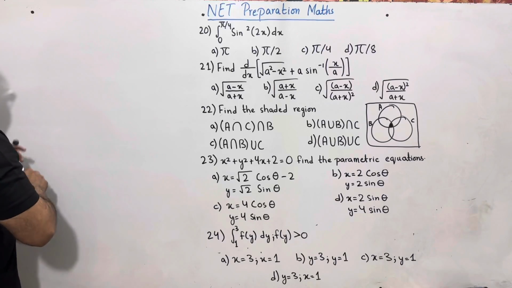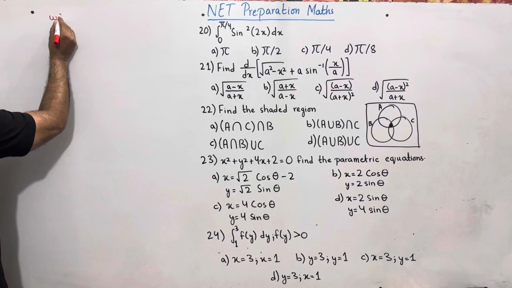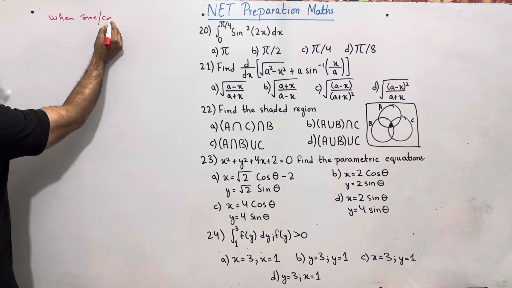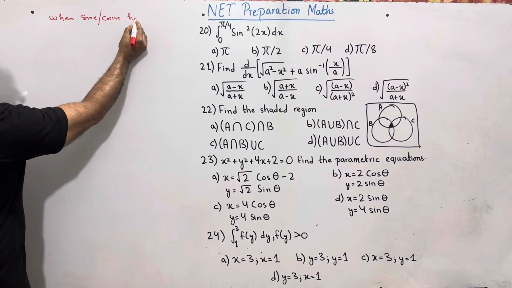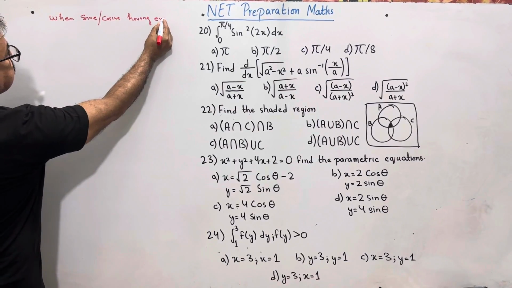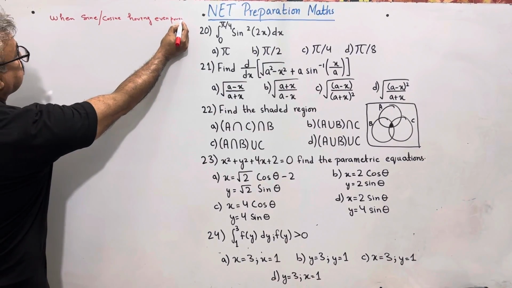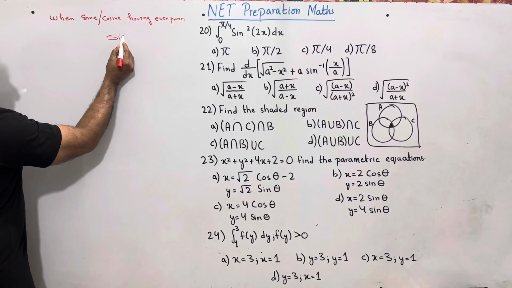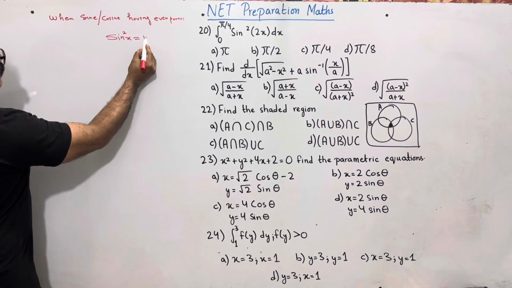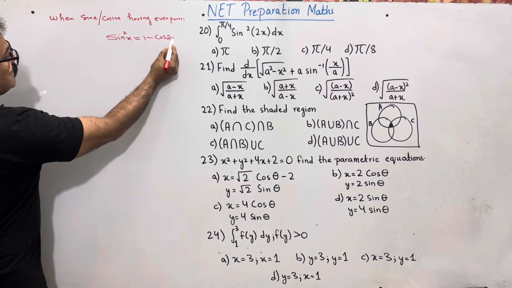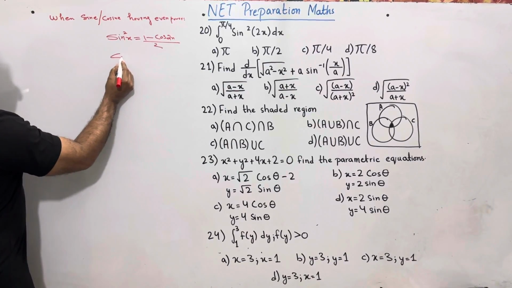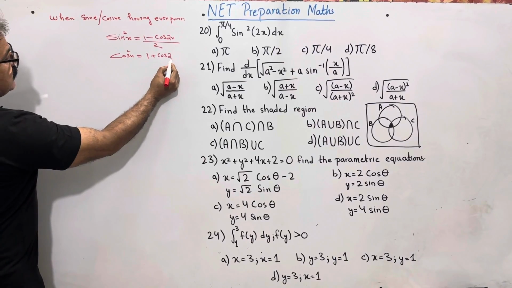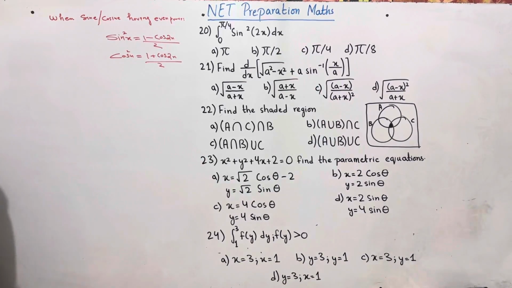Sine having even power. When sine or cosine have even powers, we always utilize the trigonometric identities. Sine square x is equal to 1 minus cos 2x over 2, while for cos square x we utilize the identity 1 plus cos 2x over 2.